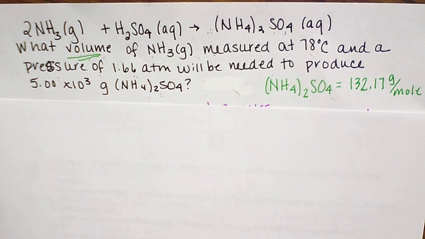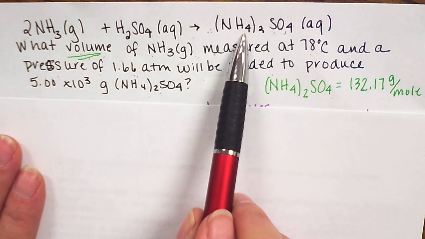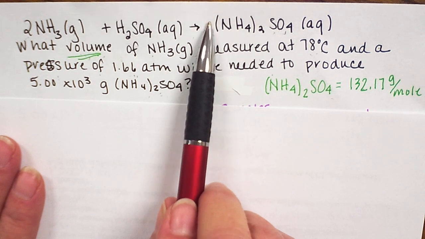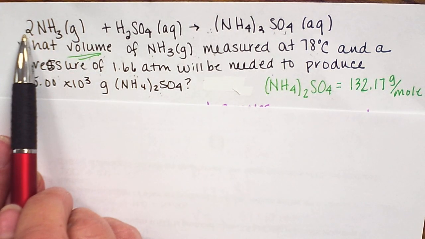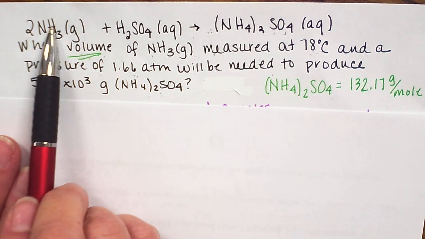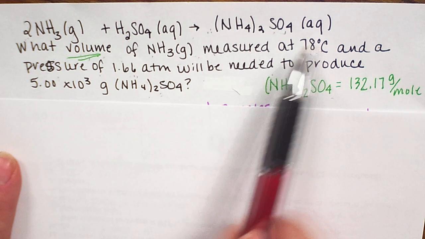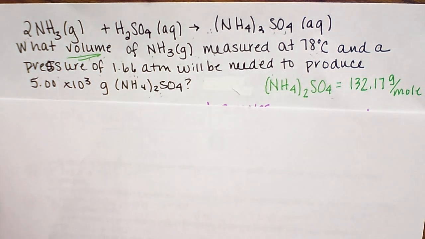Great. So what we're going to do is treat this like a regular stoichiometry problem. We're going to take our 5,000 grams of our product and go from grams to moles. Then we're going to go from moles to moles. Once we have moles of ammonia, we're going to use the moles, the temperature, and the pressure, plug all that into PV equals nRT, and find the volume. Good? Okay. So let's start.